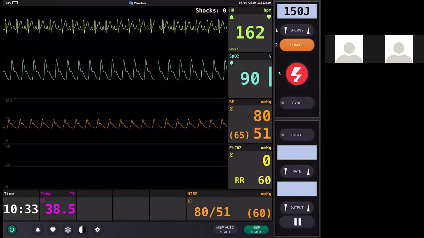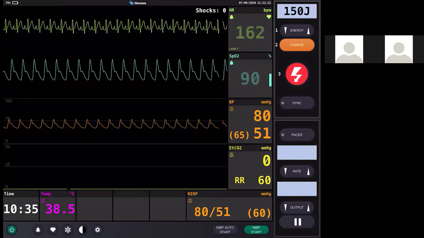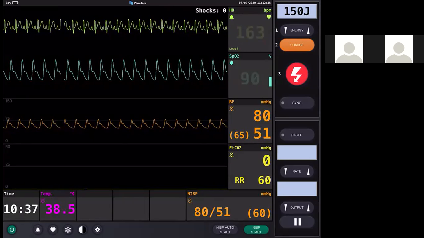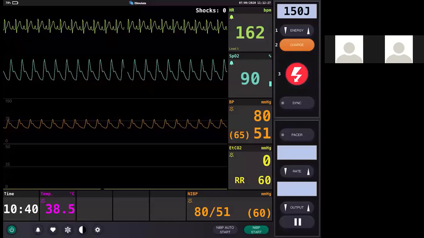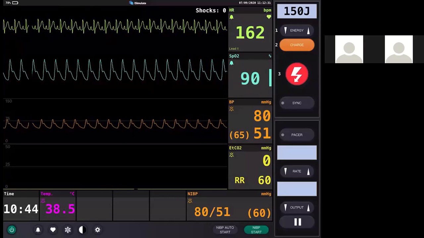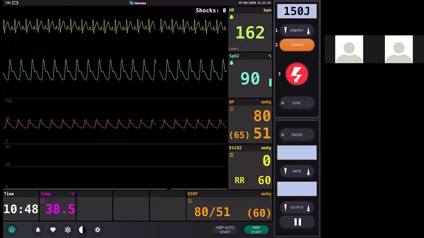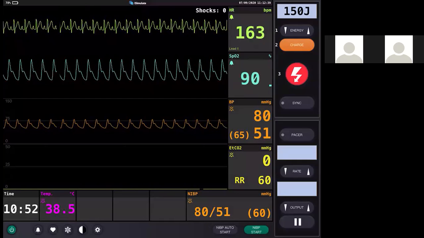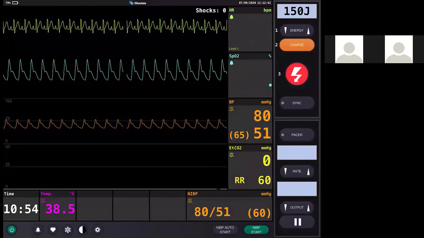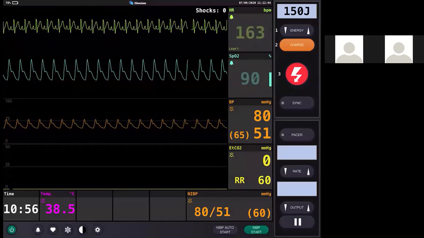Somebody says echo. Yes. Echo was ordered, but it takes a while for the echo technician or the cardiology resident to come and do the echo. So we are going to get an echo, but we don't have that available right now. What else can we do to give us an idea of what is going on?